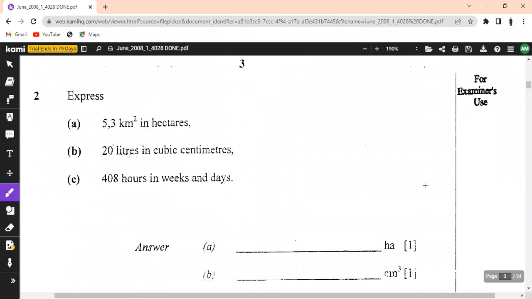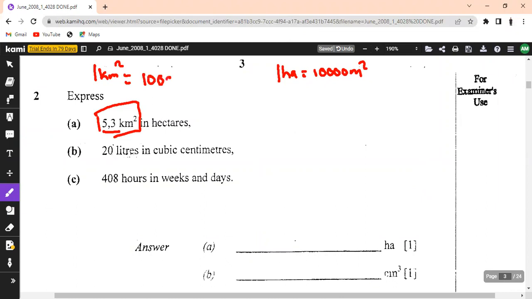Then express 5,3 square kilometers in hectares. Remember, guys, I talked about these conversions before. If you still remember, we said that a hectare has 10,000 square meters. So this is 10,000 square meters. And what about the kilometers part here? We understand that a square kilometer is 1 million square meters. So we're going to have 1 million square meters.